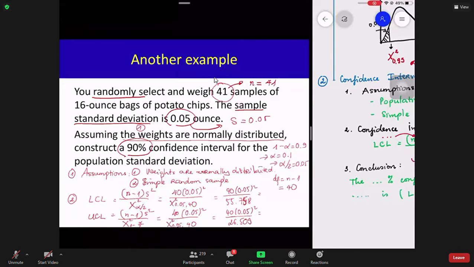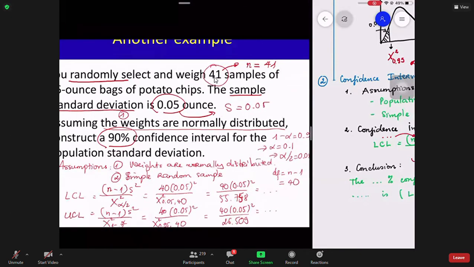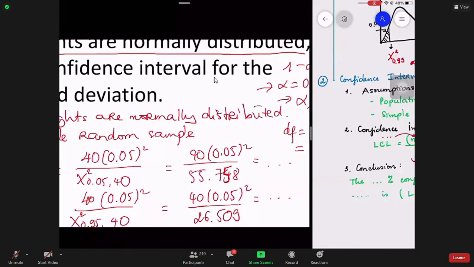But here, they ask you to find the confidence interval estimate for the population standard deviation. So can you find the two values here and send them to me via the chat box, so that I know? Calculate the two values here. Maybe I have to zoom it in a little bit. Lower confidence limit and upper confidence limit, and tell me.